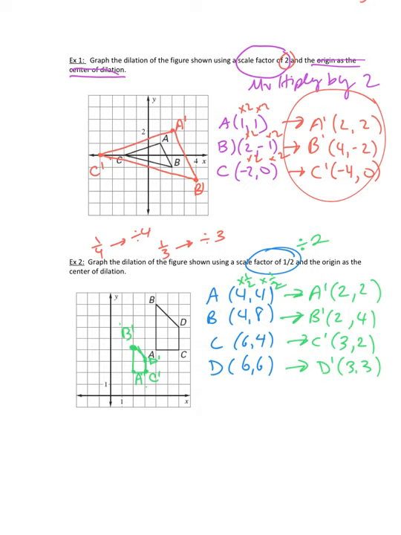Okay, and then just let me check C. 3, 2. C is right. And D, 3, 3. Okay, one more example.